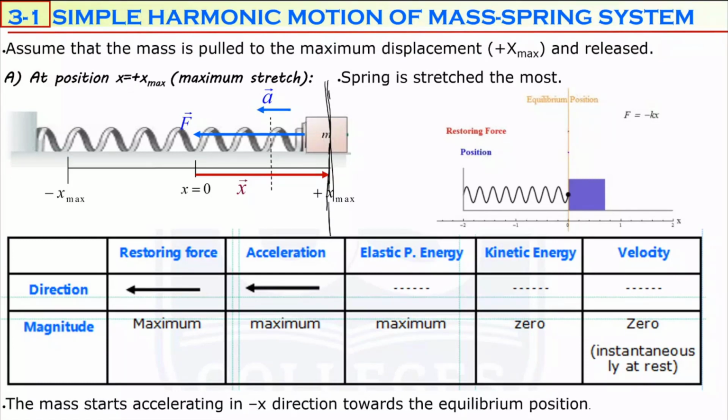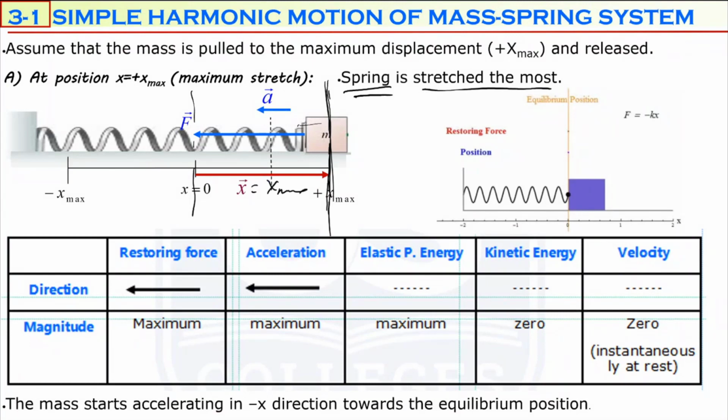So first, the spring is stretched the most. The spring is stretched the most from the equilibrium position, because the spring will start pulling this object back to the equilibrium position from this point on. So if x is maximum, yes, x is equal to x maximum.